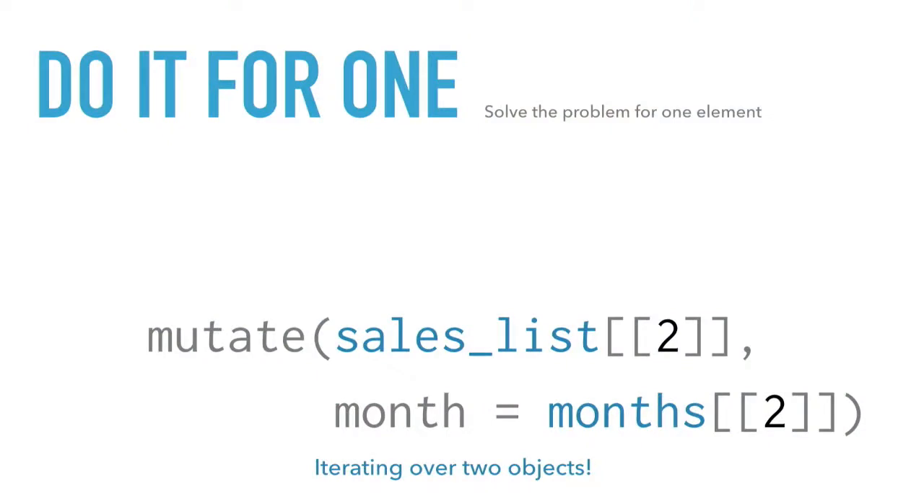Cool, great. So the key thing here is that I'm now iterating through two objects. Here I've just pulled out the first element of sales_list and the first element of months. If I wanted to do this again for February, I need to change both of those indexes. I need to jump up and say, okay, now do that with the second element of the sales list and the second element of the months vector. So this is exactly what you want to use map2 for. Now we're iterating over two objects.